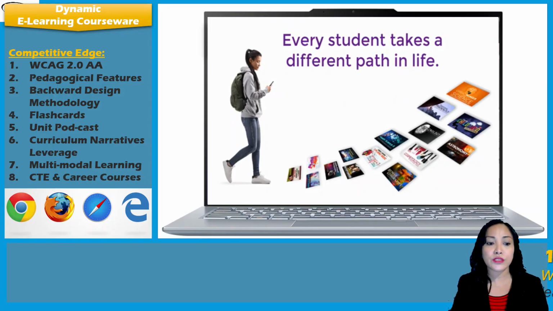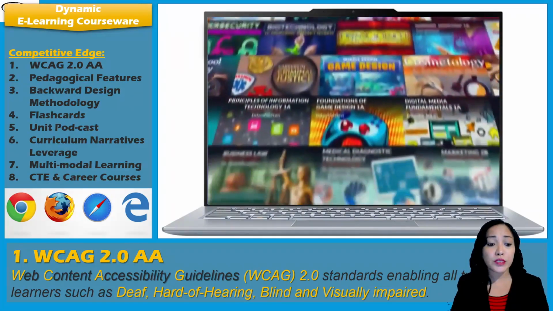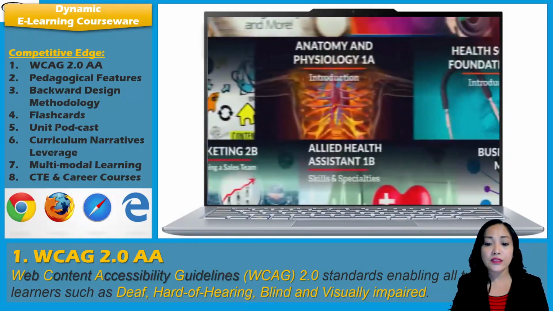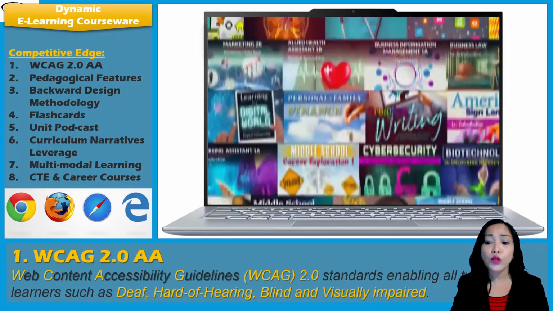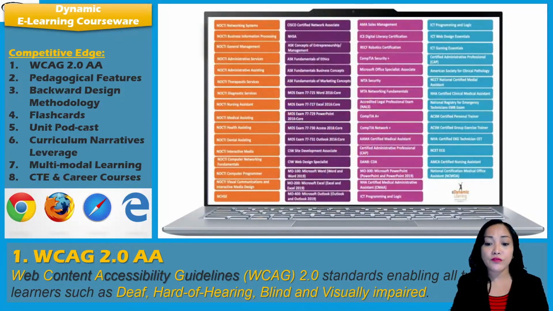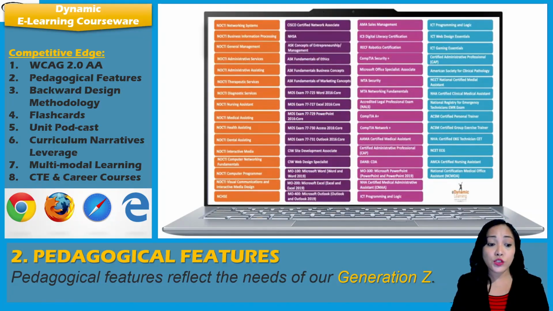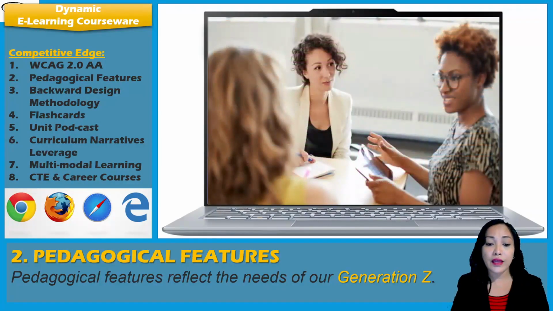and career courses. For the WCAG 2.0 AA, the Web Content Accessibility Guidelines, standards enabling all types of learners such as deaf, hard of hearing, blind, and visually impaired. On the pedagogical features, you have the reflect and the needs of the Generation Z.